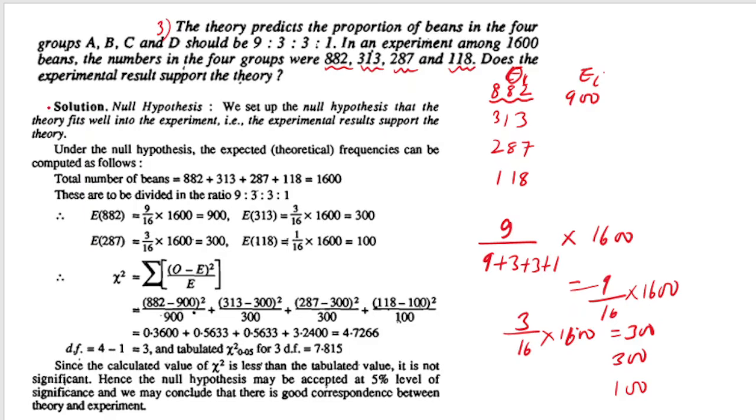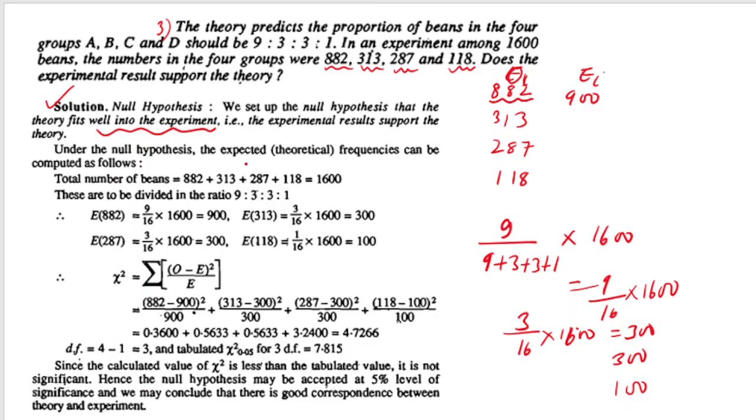So let me talk about the solution. What is the null hypothesis? We set up the null hypothesis that the theory fits well into the experiment. As you know, null hypothesis is always a hypothesis of no difference. Whatever is the observation, we will assume that it is as per the theoretical expectation. So we set up the null hypothesis: the theory fits well into the experiment, i.e., the experimental results support the theory, right?